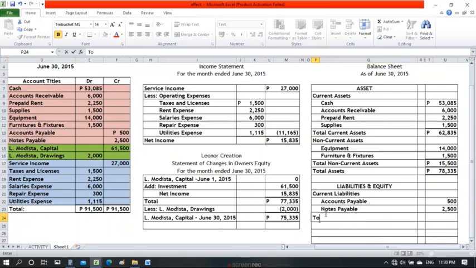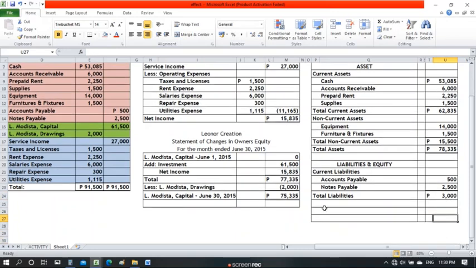Go directly to total liabilities. Line again and then get the amount. This will give you 3,000: 500 plus 2,500. Total liabilities is 3,000. Next is the owner's equity.